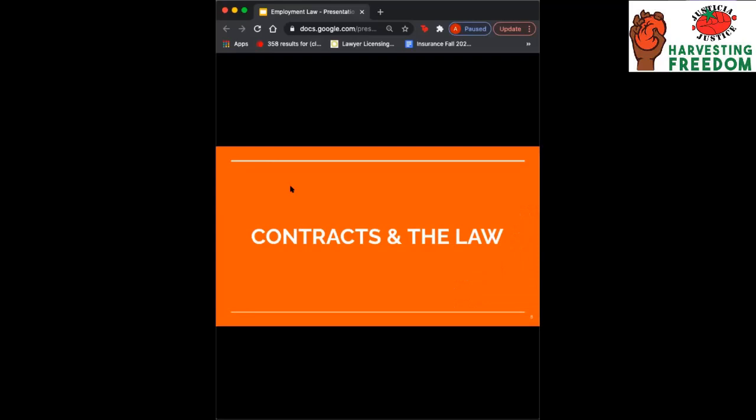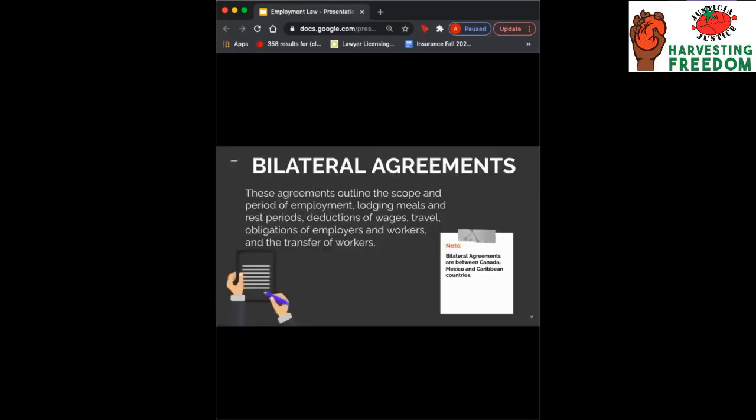So next we'll provide a brief overview of the contracts and law in Canada, which outline a worker's employment terms and rights. Although there are the contracts and employment legislation, migrant workers often do not have equal protection to these laws, or in the case of the contracts, it hinders their ability to actively advocate for themselves. So these bilateral agreements outline the scope and period of employment, lodging, meals, and rest periods, deductions of wages, travel, obligations of employers and workers, and transfer of workers.